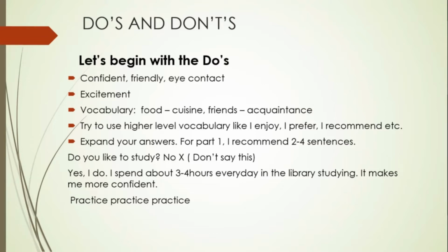And your vocabulary, like I said earlier, food, you can say cuisine, friends, acquaintance, these are other vocabulary that you can use. Try to use high-level vocabulary like I enjoy, I prefer, I recommend, etc. Expand your answers. For part one, I recommend 2 to 4 sentences.